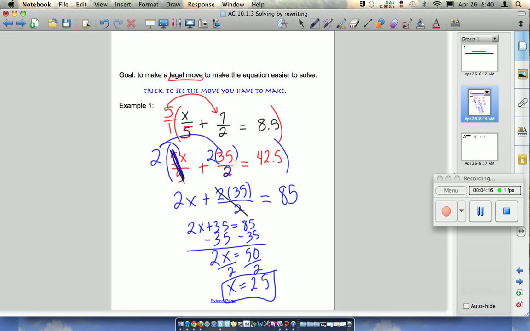Now, this process, yes, it took me 2 steps to get rid of those fractions, but in the end, the equation was very easy to solve. So we made a legal move to help us rewrite this equation in a form that we're much better at solving. So, getting rid of fractions, we're going to create those 1s by doing this legal move of multiplying.